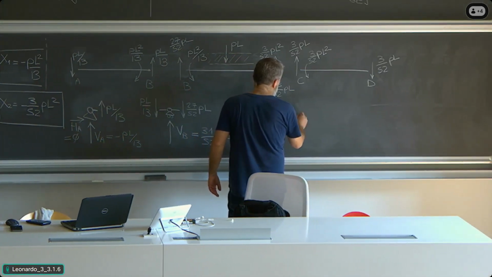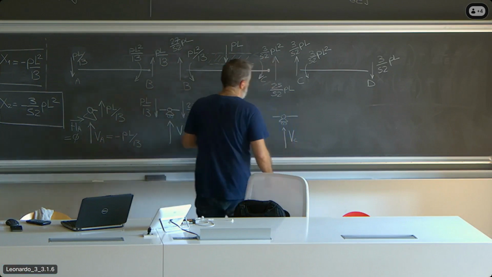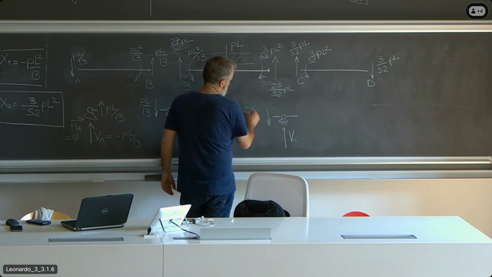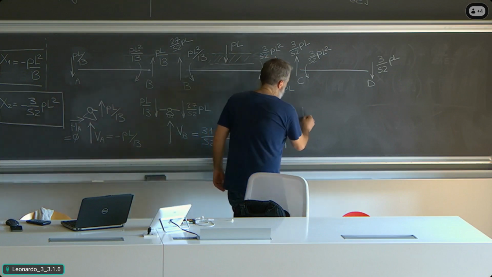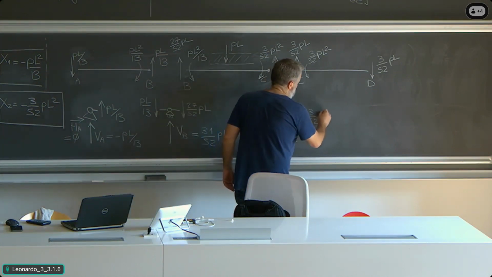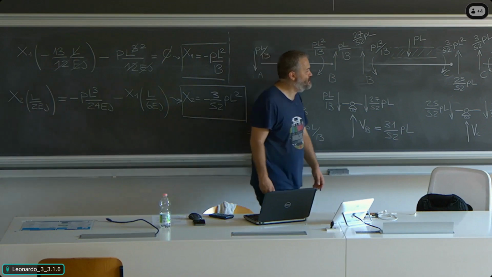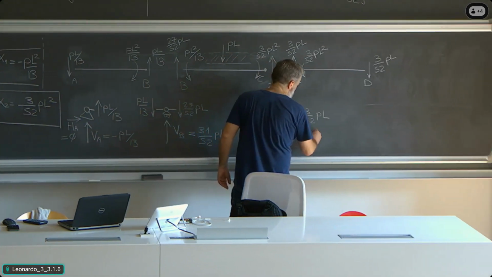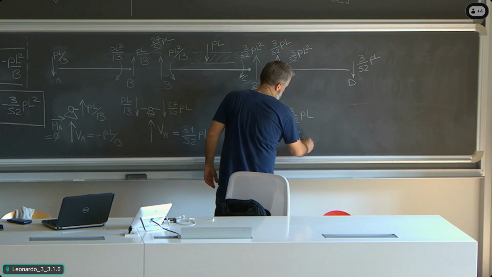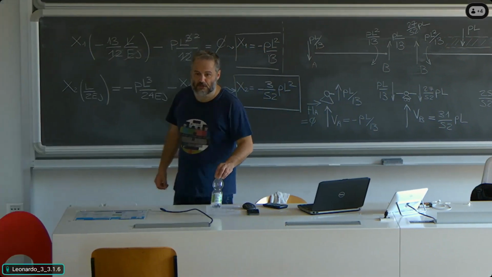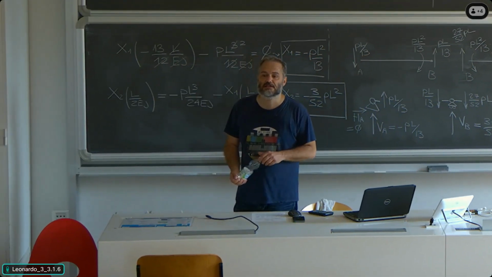Let us look at point C. Same downward force, 25/52 coming from the left, 3/52 coming from the right, both downwards. So VC is equal to what? 25 plus 28, 28/52 PL. If you want, you can also make it simpler. You can divide it by 4, so it will be 7/13.